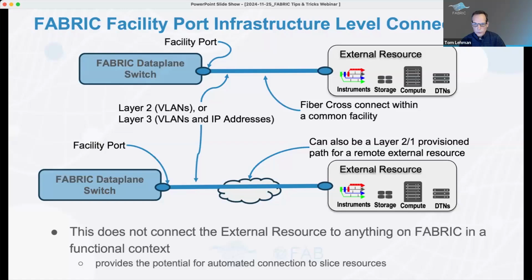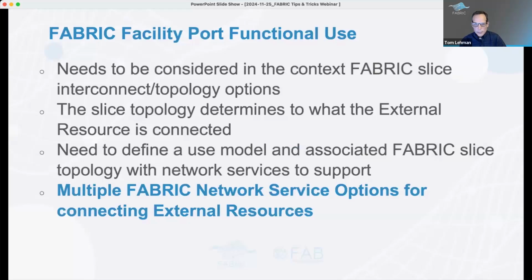So in order to make it useful, once the things are connected at the infrastructure level, then you have to think about what is the experiment, what's the research, what's the slice that somebody wants to set up, and then how do you want to connect it to the external resource? Because on Fabric, there's a rich set of network services about how you connect resources within Fabric, and then how you can add network connections to the external resources. So all the network services that are available for intra-Fabric are also available for connecting to external resources.